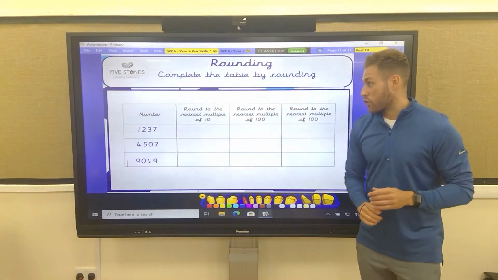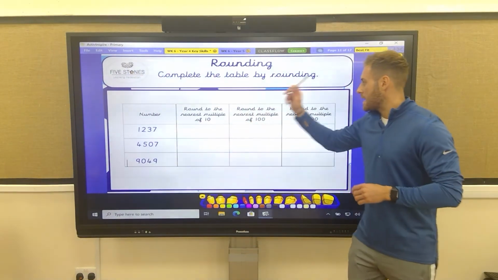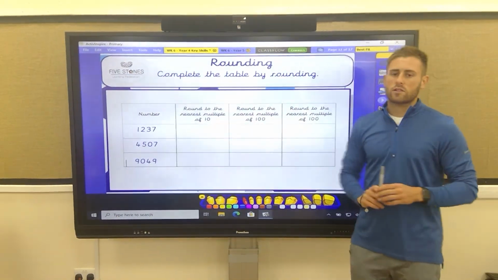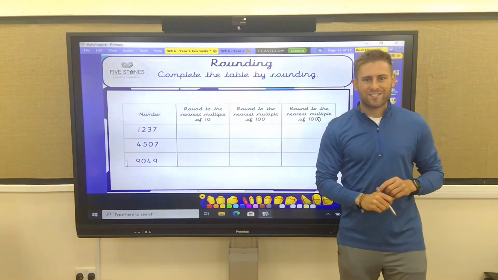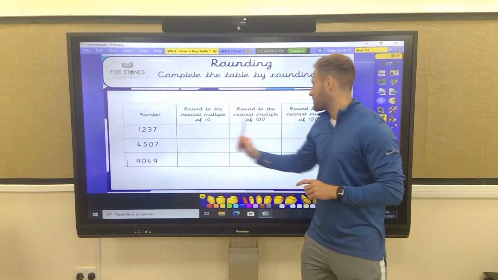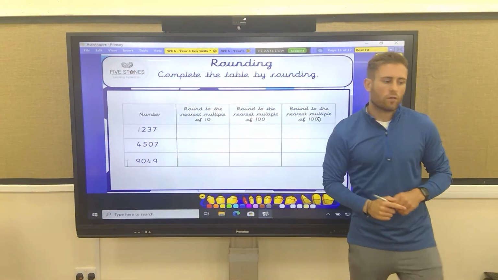Now, you've got a grid where you need to round all three numbers to the nearest multiple of 10, nearest multiple of 100, and nearest multiple of 1,000. Okay? Nearest multiple of 10, 100 and 1,000. Pause the screen, off you go.